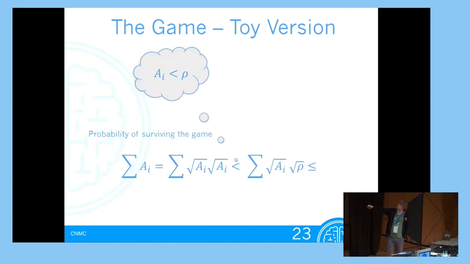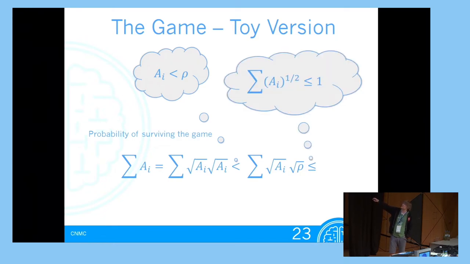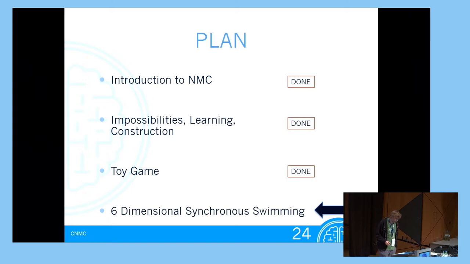Now we can substitute one of the Ai with rho, right? And now we can use our key lemma, getting this. So the cool thing is that if the threshold is small enough, in particular if it's negligible, then the probability of you winning this game is negligible. OK.